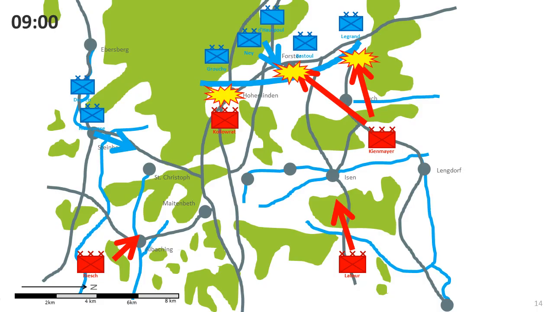On the far north flank, Kienmeyer's right division began to come into action against Legard's forces. Both sides were fully engaged, 5 Austrian infantry divisions against 4 French infantry divisions, and with 1 cavalry division each.